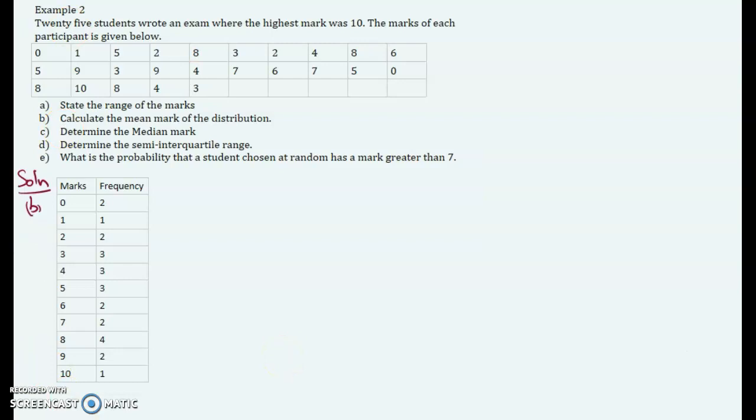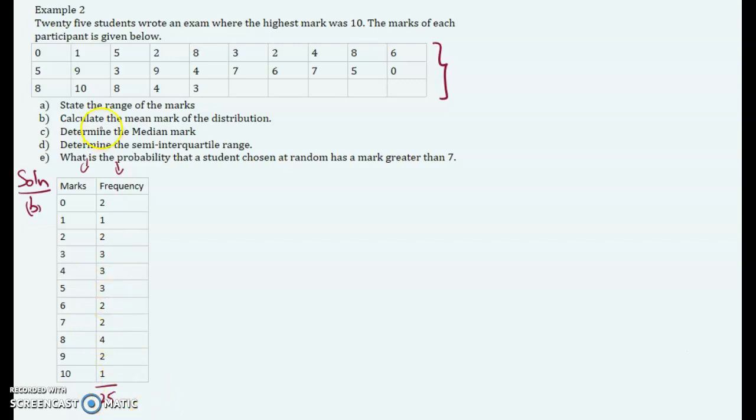So after doing this, I would have converted this table looking like this into this nice table with these 2 columns here, right? All the marks from 0 to 10 here, and the number of times each value occurred, and this sum here should be 25. You should always double check yourself before you move on.